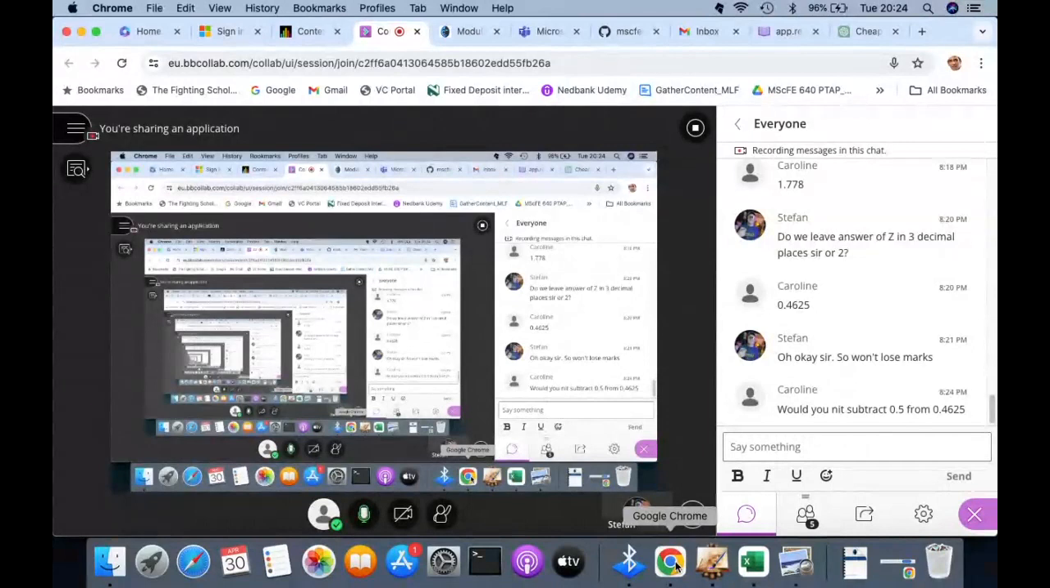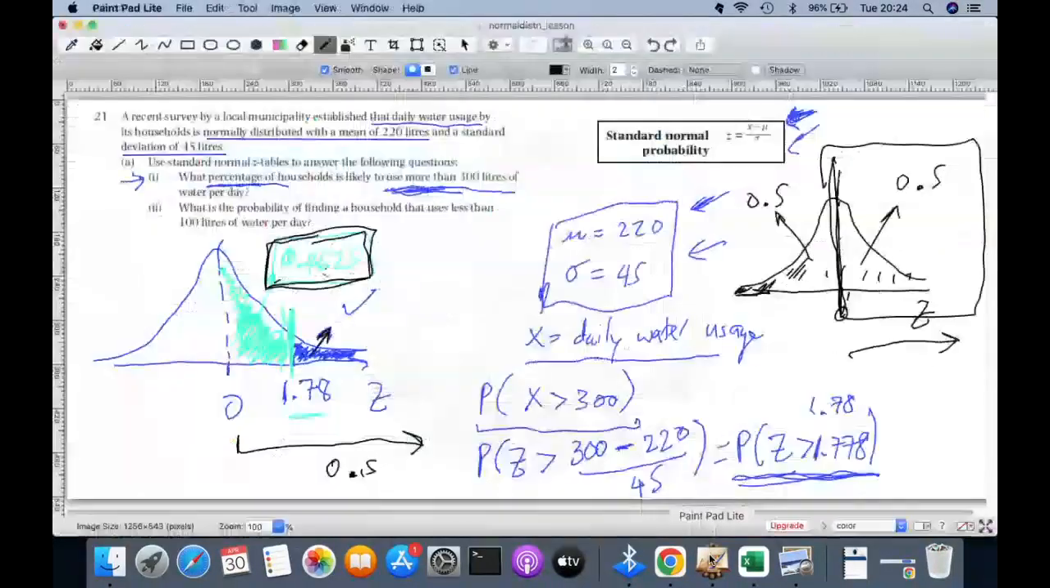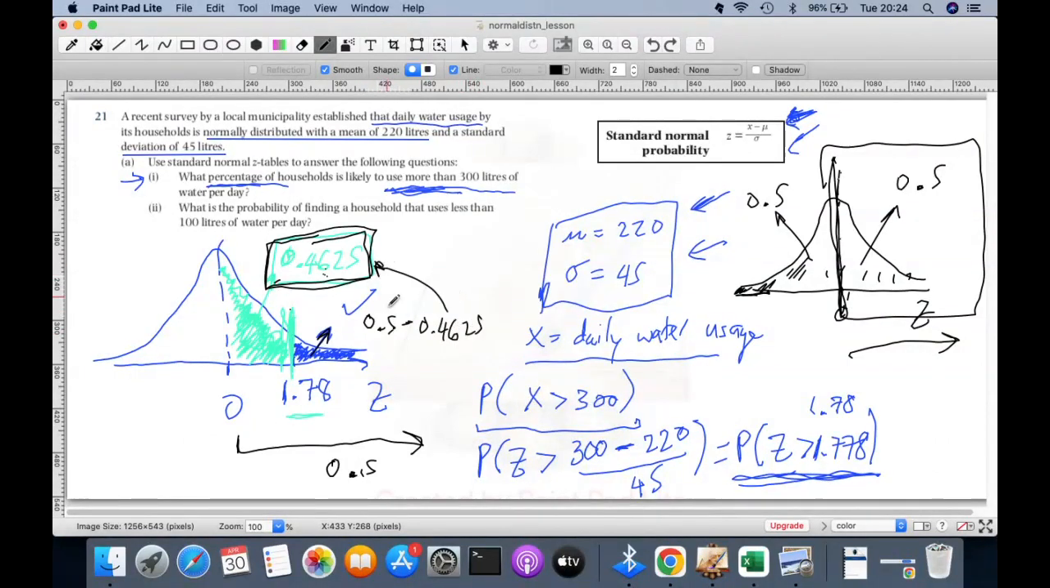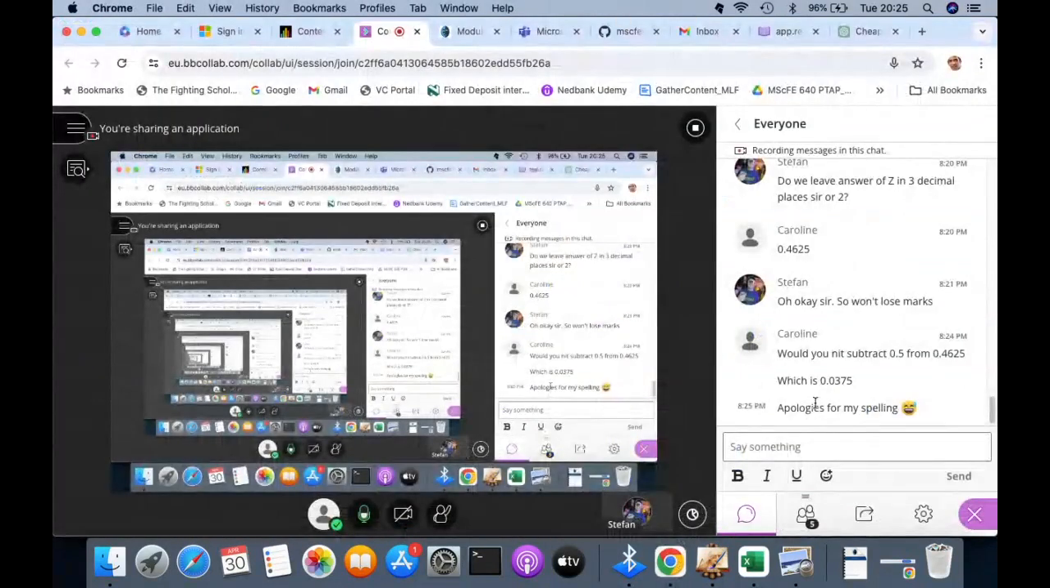That is exactly it, Caroline. That is exactly what you just said. So there is a small blue area that you're trying to solve. This area here is 0.5 minus 0.4625. It's this area you subtracted, and that's the remaining area. So you should get 0.0375 or something like that. No worries, I completely get what you meant. Does everyone get that?